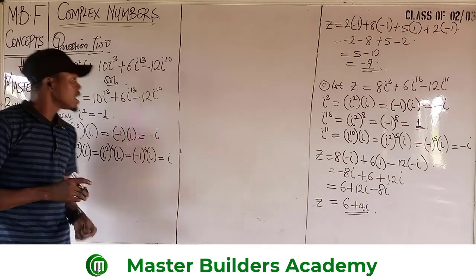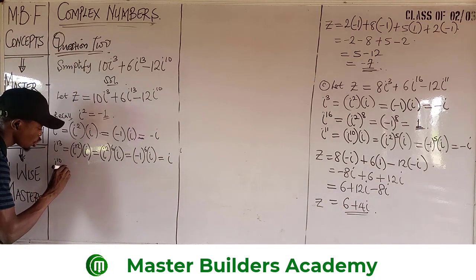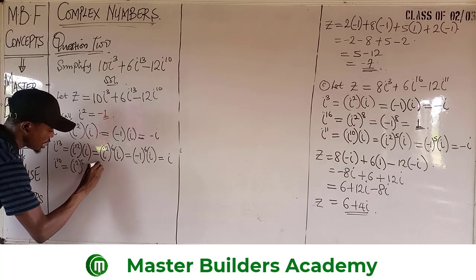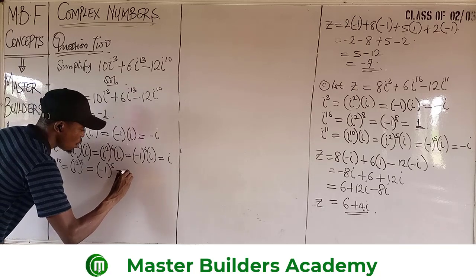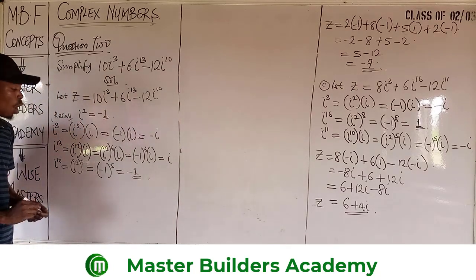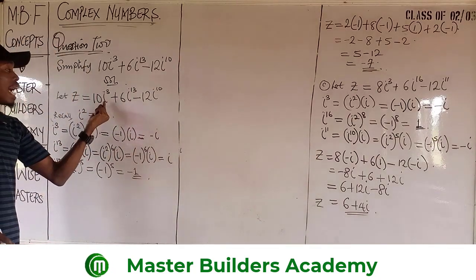As simple as this. Then finally we have i raised to the power of 10. And then we have done justice to this countless times. So this i raised to the power of 2 all into -1 raised to the power of 5, and everything here will give us -1. This is it.